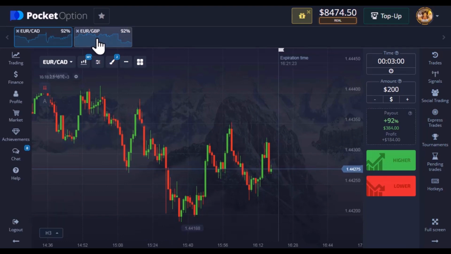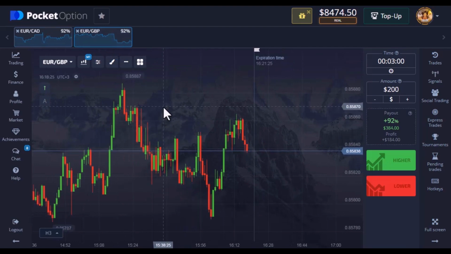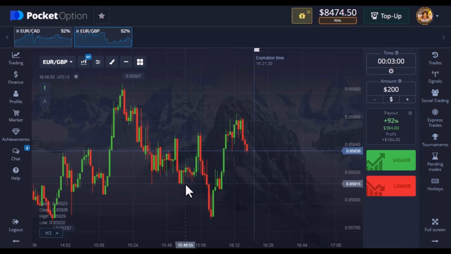And now guys, it's time to get to our second currency pair for today, and this will be the pair of euro and British pounds.